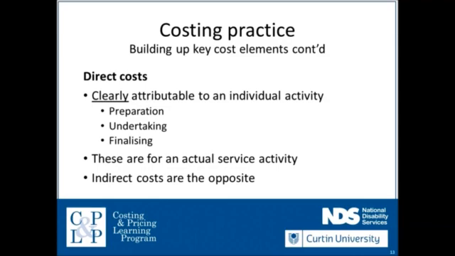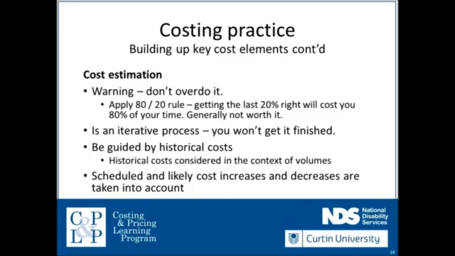So it's fair to say that usually fixed costs are indirect costs and usually variable costs are direct costs, but it's not necessarily the way that we would define it. Okay, the next point in costing practice that needs to be thought through is how we actually undertake our cost estimation, and we've talked about the cost benefit. Remember, particularly, don't overdo it.